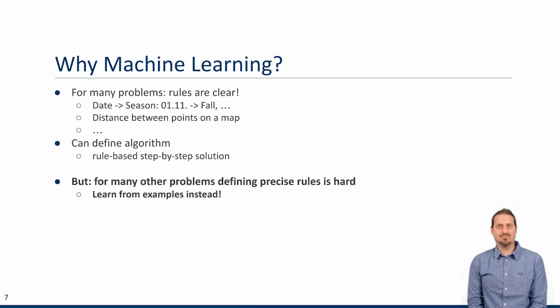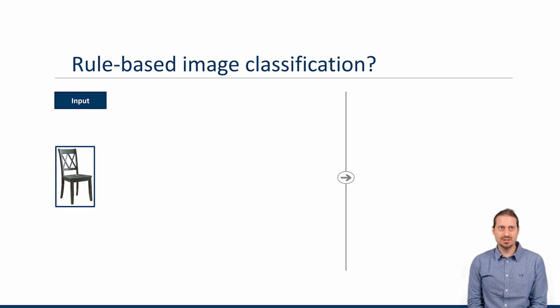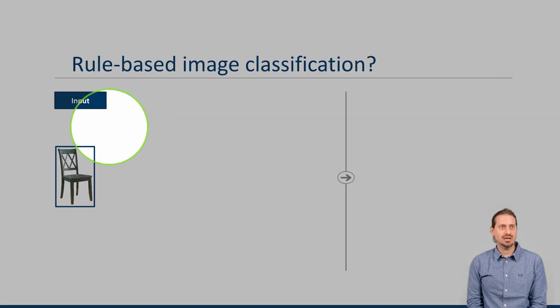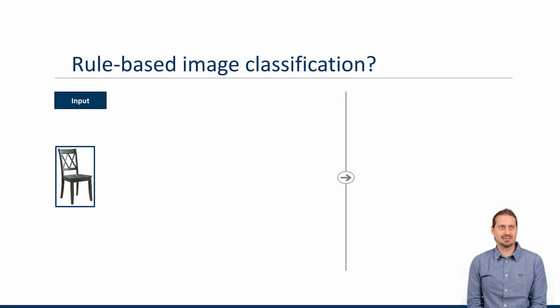But there are many other problems where defining these clear rules is very hard or may even be impossible. This is where we use machine learning, and where our goal is to learn the decisions and to implicitly learn the rules from the data instead. Let's also give an example for this. Let's say you are given images of furniture, like the image of the chair over here. And the task is to classify the type of furniture in the image. Is it a chair? Is it a stool? Is it a sofa?